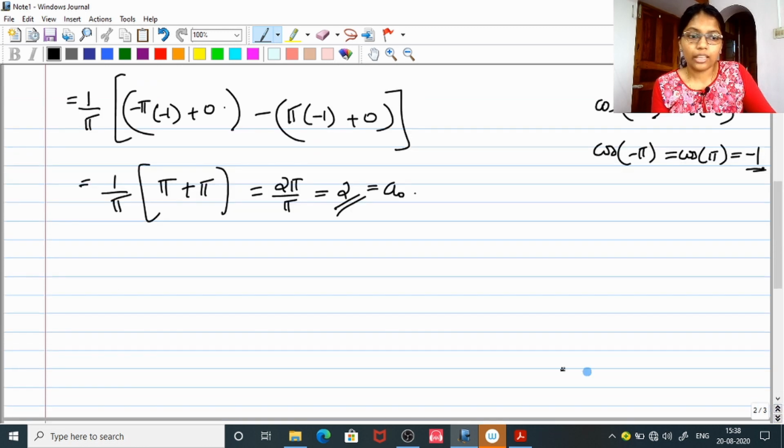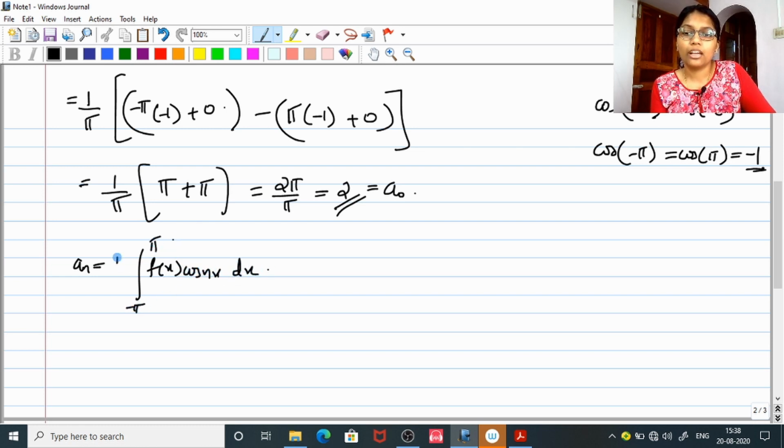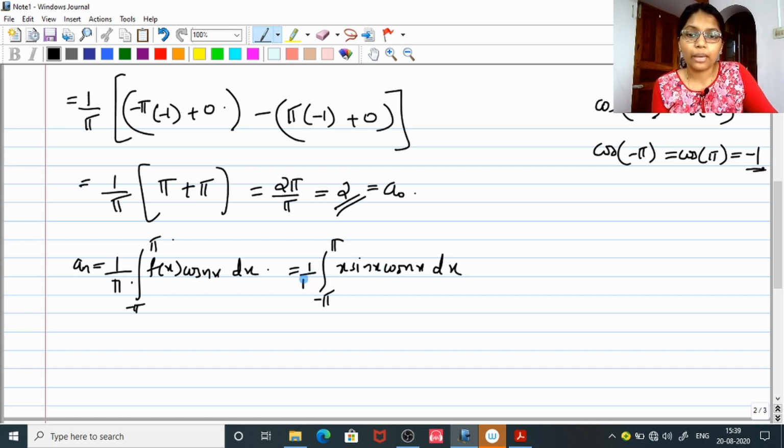Now let's do an. An is 1 by pi integral f of x cos nx dx in the limit negative pi to pi, just as we had for a0. And it is negative pi to pi x sin x cos nx dx. Remember, our f of x was x sin x. Never forget the question, okay? Here you can see that two trigonometric functions are combined and we cannot do a direct integration. In such cases you need the help of trigonometric identities. Trigonometric formulas are many.